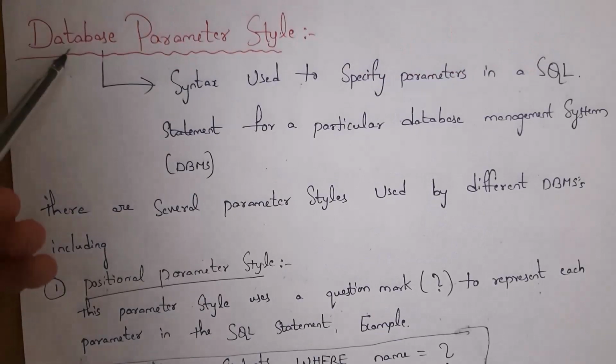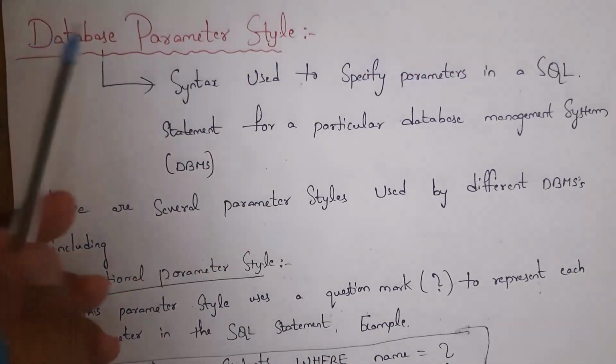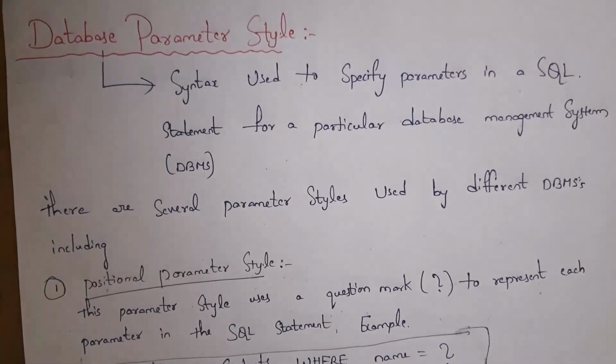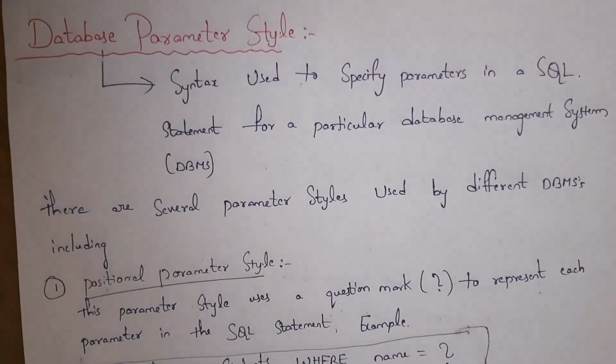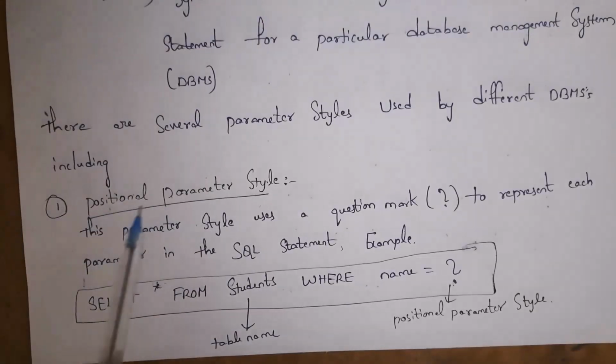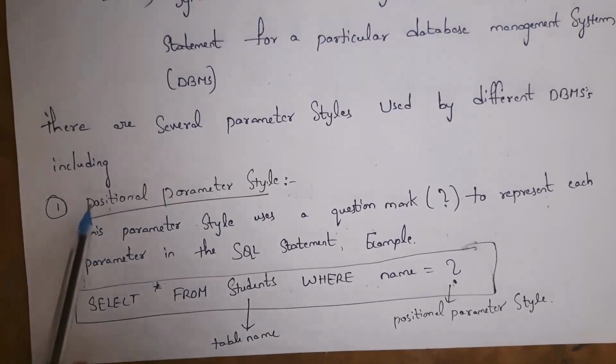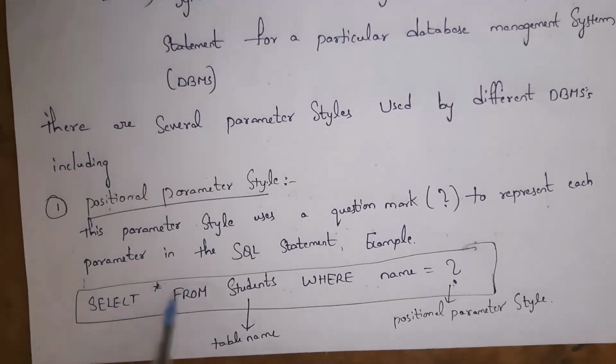Next, I will explain database parameter style. This database parameter style is the syntax used to specify parameters in SQL statements. There are several parameter styles used by different database management systems. The first one is positional parameter style. In order to represent parameters in SQL statements, positional parameter style uses the question mark symbol. Example: select star from students, where students is the table name, where name equal to question mark, where this question mark symbol represents positional parameter style.